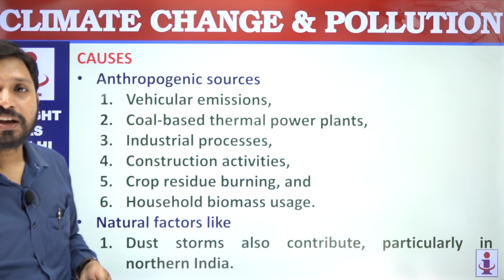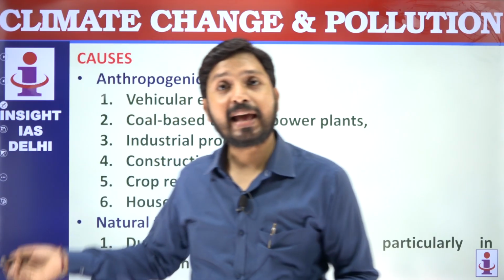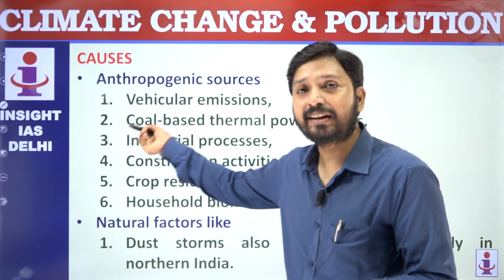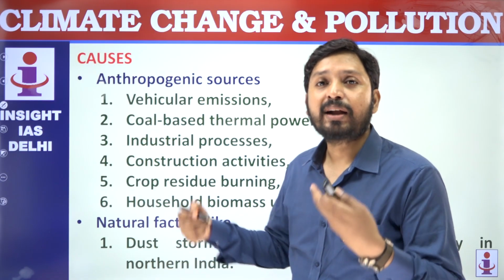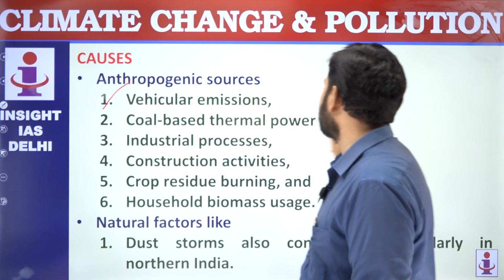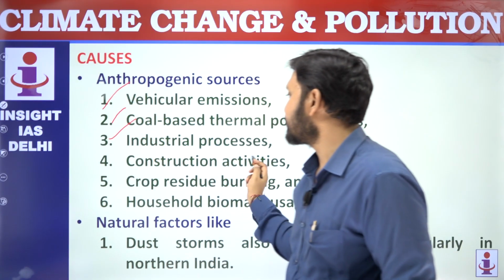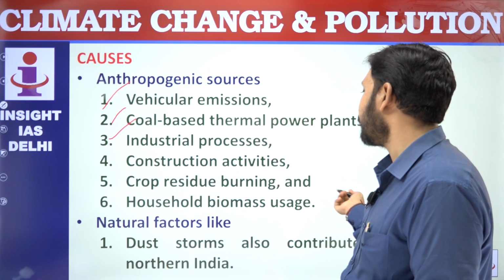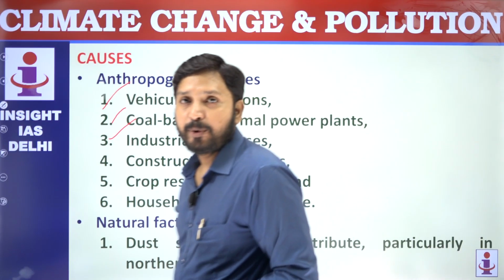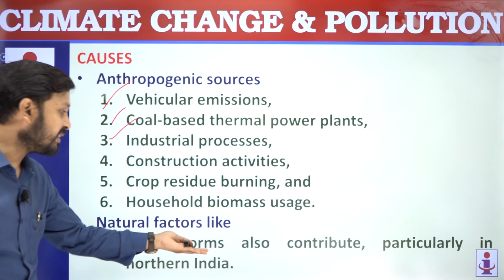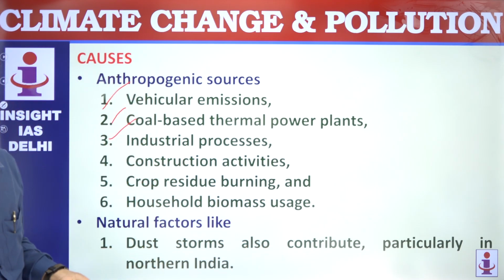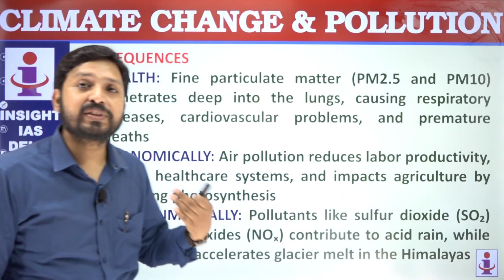So what are the causes? There are two types of causes: anthropogenic causes and natural causes. Anthropogenic causes, as I said, are vehicular, industrial, and burning of fossil fuels, everything that comes under human activity. So vehicular emissions, coal based thermal power plants, industrial processes, construction activities, crop residue burning, and household biomass usage are all leading to air pollution. Apart from that, naturally, dust storms also contribute, particularly in North India. All these factors are causing air pollution. So what are the consequences of this air pollution?